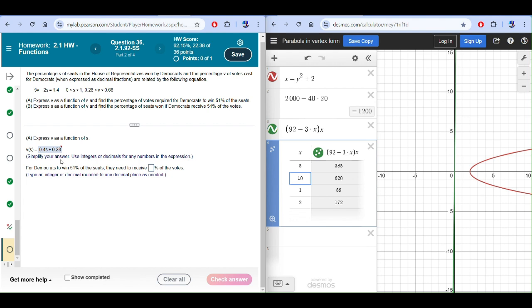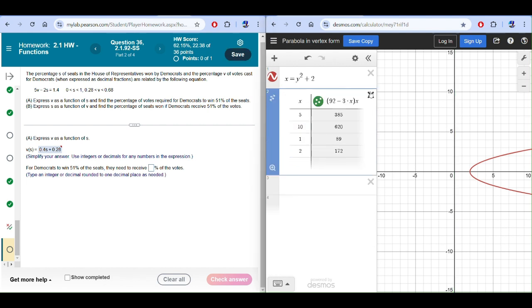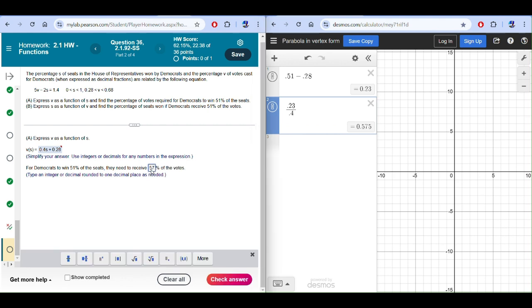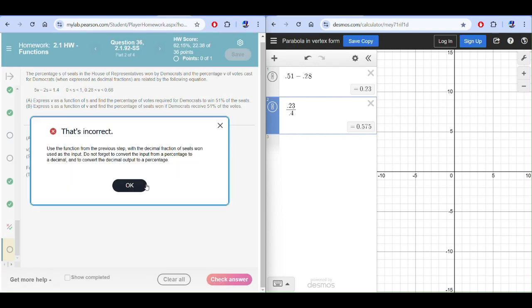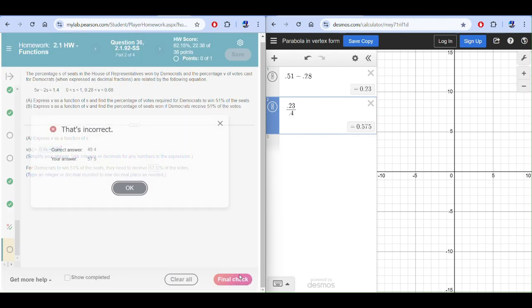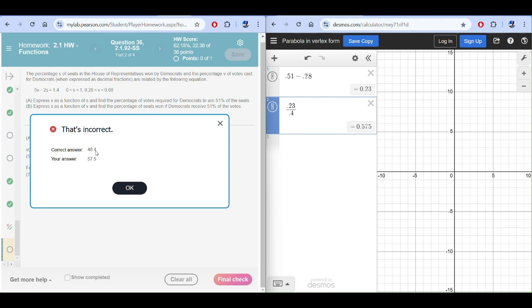Democrats to win 51% of the seats. You would just plug in 51 into there, right? So let's take a quick peek. If I do 51 or 0.51 minus 0.28 gives me 0.23, and 0.23 divided by 0.4 gives me 57.5. Watch it be 58. Oh no, 48.5. Did I find the opposite?